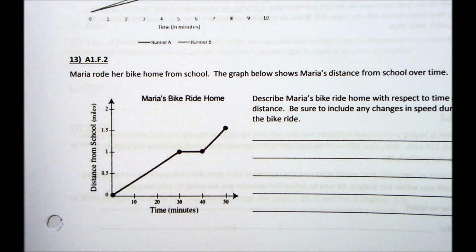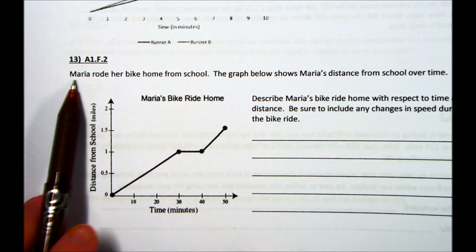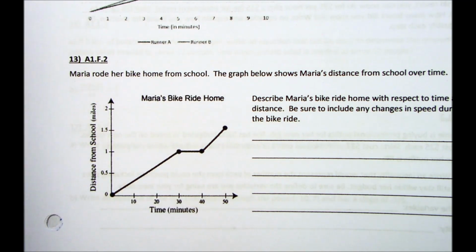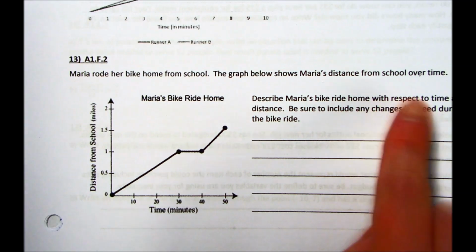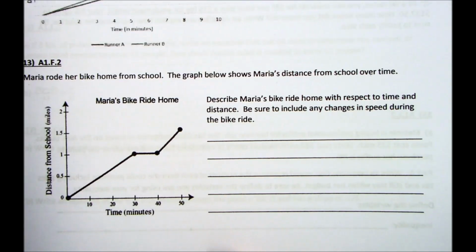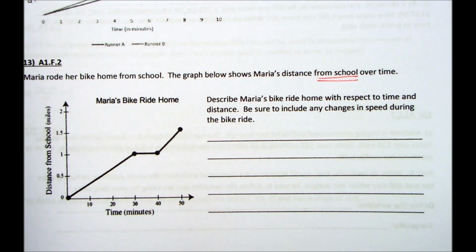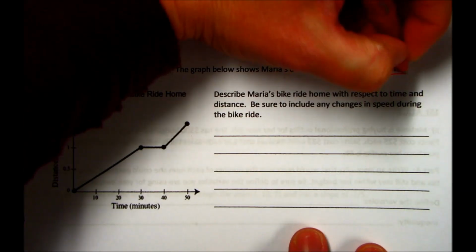13. Maria rode her bike home from school. Okay, so she's starting at school, and she rode her bike home from school. So she's going home, she's starting at school. The graph below shows Maria's distance from school over time. So the graph is showing Maria's distance from school. So that's an important piece of the information, and it's over time.